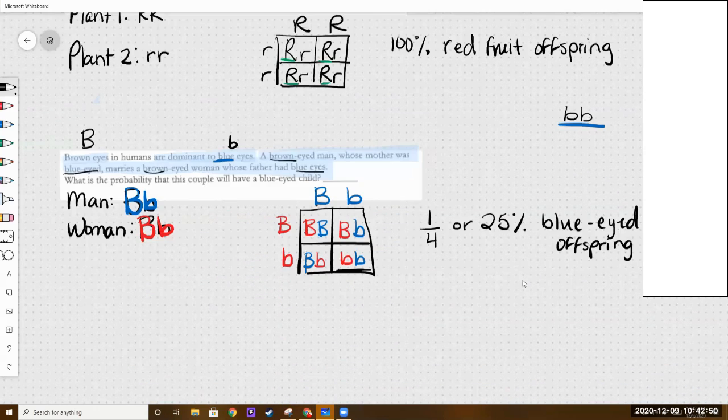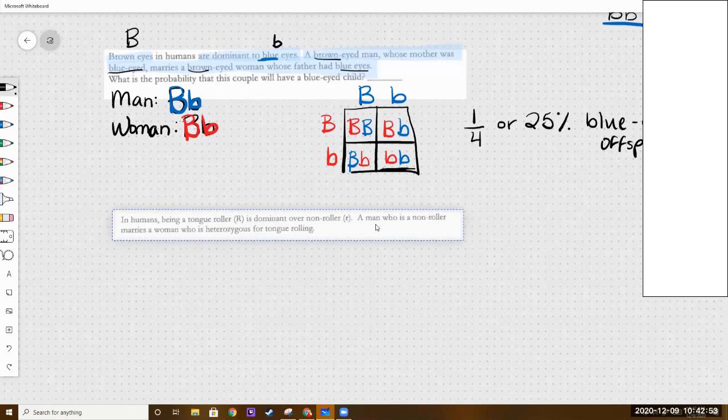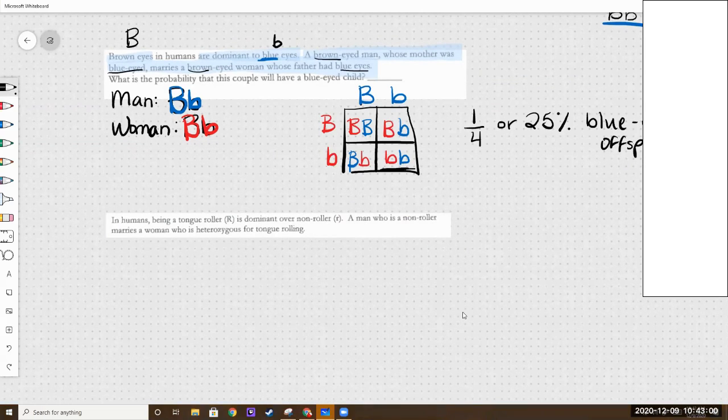Now let's continue. I have so many more examples. Yesterday, I don't know if we did this, the tongue roller thing. How many of you could roll your tongue? Or no, was that 7th period? You are dominant. So in humans, being a tongue roller is dominant over a non-roller. There's some people who cannot do it. I don't know, they have the non-dominant gene. So a man who is a non-roller, so remember, he has the recessive gene, marries a woman who is heterozygous for tongue rolling.